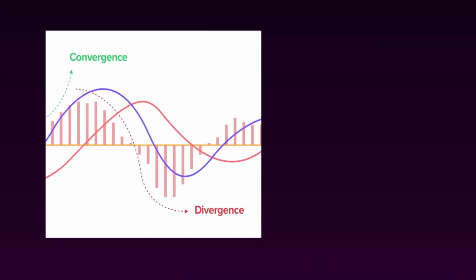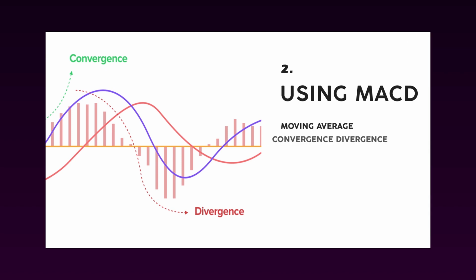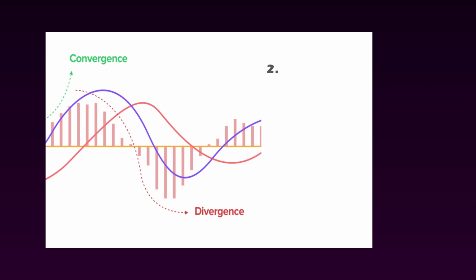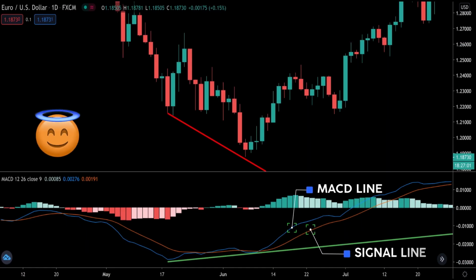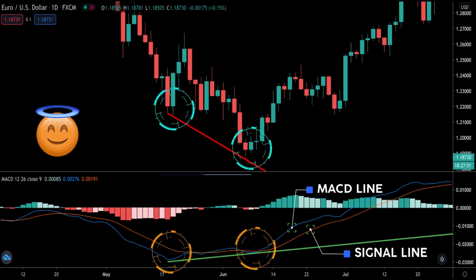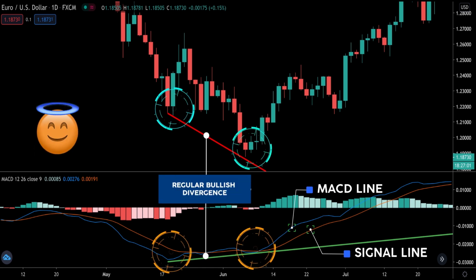The second indicator that you can use is the moving average convergence divergence, or otherwise known as the MACD in short. Again, nothing too complicated here. Look at the MACD line and signal line. Compare it against price to see if there's any divergence.